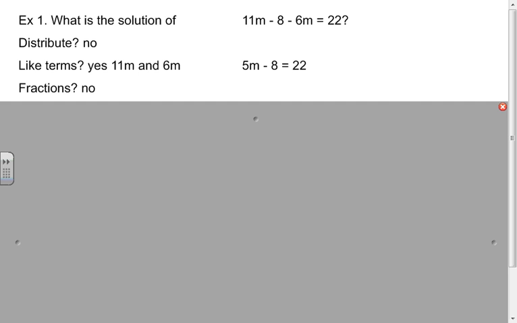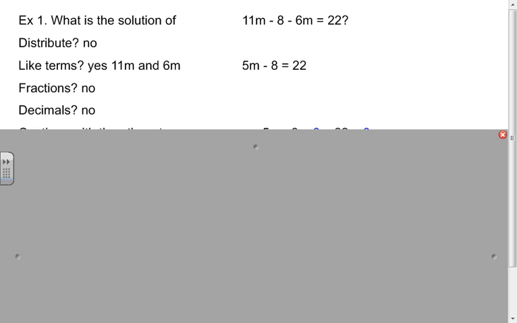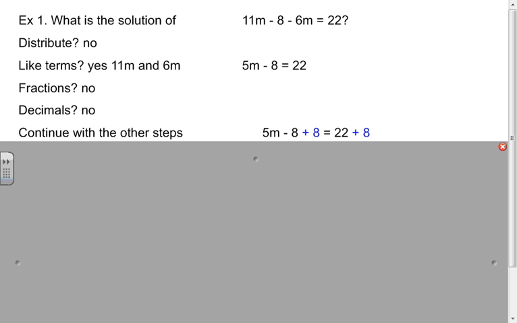Next, are there any fractions? No, there's not. Are there any decimals? No. So now, I just continue with the other steps. My variable is m. It's being multiplied by 5 and subtracted by 8. I need to deal with the subtracting 8 first, so the inverse of that is adding 8 to both sides. Then I need to simplify. Subtracting 8 and adding 8 are inverses, so they cancel.